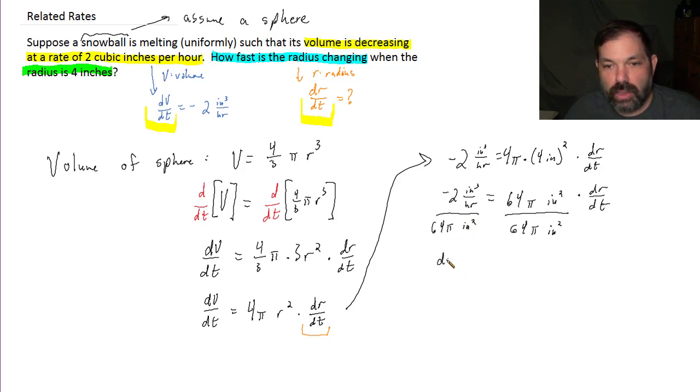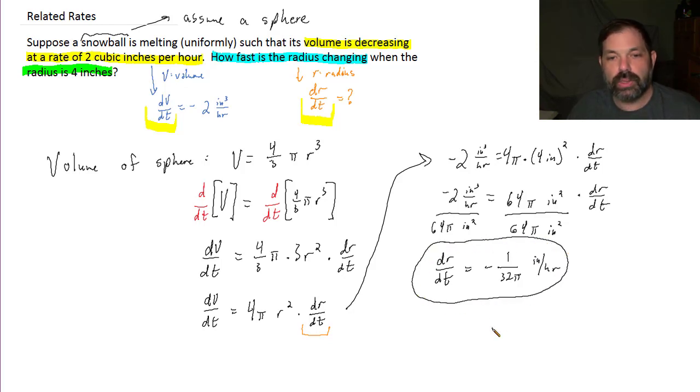So then dr dt, and let's see, -2 over 64 pi, that's the same as -1 over 32 pi, and the units would be inches per hour, since the inches squared reduce out. So inches per hour. So dr dt, at that moment, when the radius is 4 inches, the change in the radius is -1 over 32 pi inches per hour.